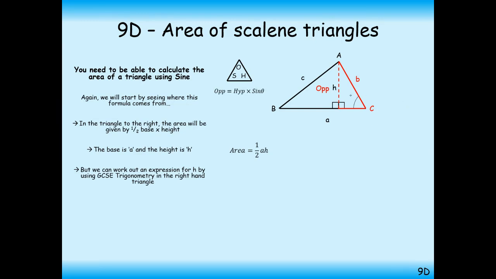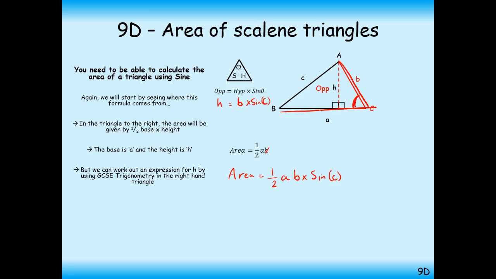So little h is the opposite side of this right-angled triangle in red here. The hypotenuse is b, and we're going to use sine of the letter C here. The opposite is h, so I'm going to replace h with what I just found. So the area turns out to be half of a times b times sine of the angle embracing a and b. We say a here and b here are embracing.